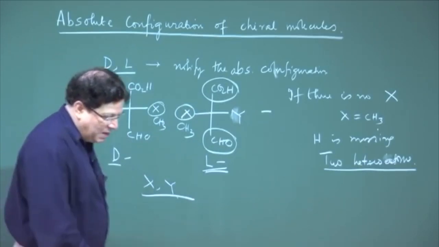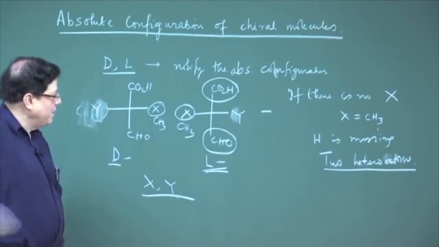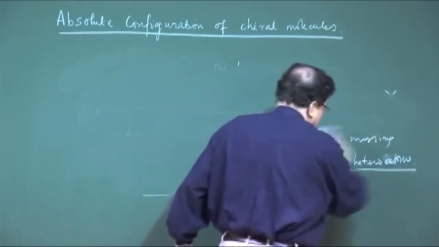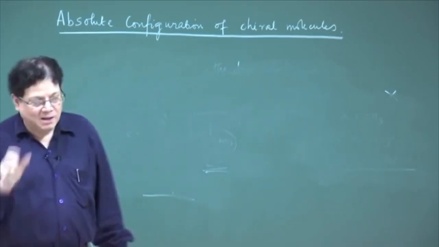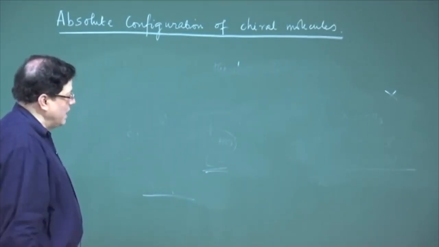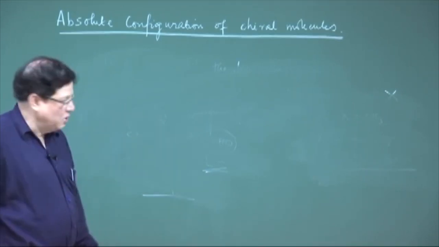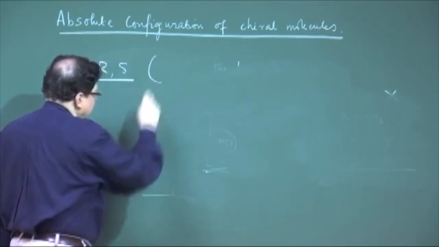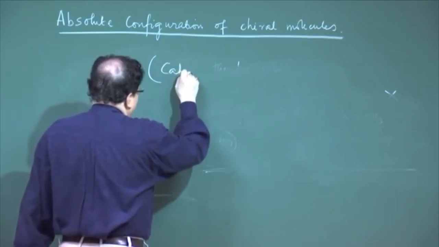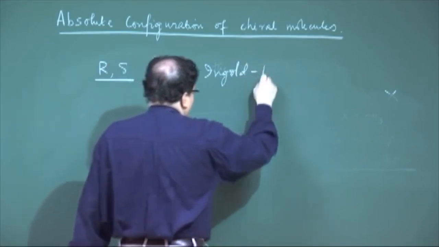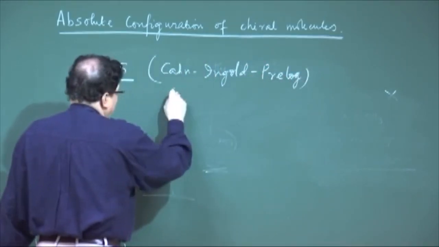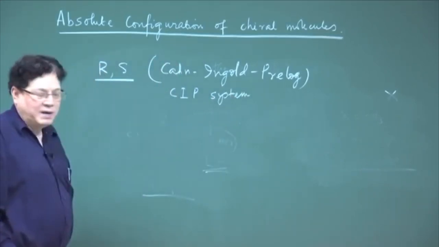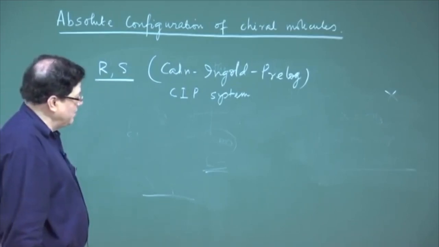So there must be some better way of looking at these molecules and naming them accordingly. The next one was developed and accepted by the International Union of Pure and Applied Chemistry. IUPAC is the organization which provides all the rules for how to name a compound, and how to name a stereochemical compound. They accepted the proposal by three very famous scientists: Cahn, Ingold, and Prelog. This is called the CIP system, nothing but the Cahn-Ingold-Prelog system. Whatever they proposed, IUPAC has accepted, and it is a very general way of giving absolute configuration to a molecule.